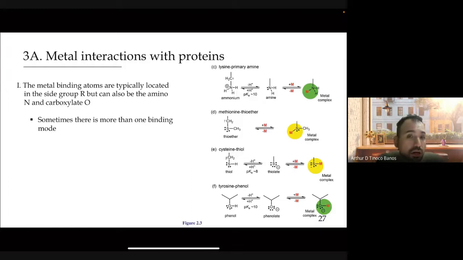Here are other examples of the metal coordinating to amino acids. Here's a metal coordinating to the primary amine of lysine, to the sulfur of methionine, to the sulfur of the thiol group of cysteine, and to the oxygen of tyrosine. Just to give us a perspective.